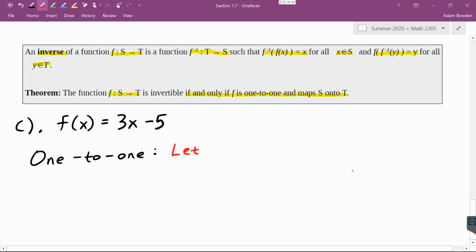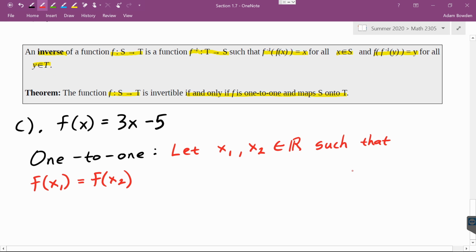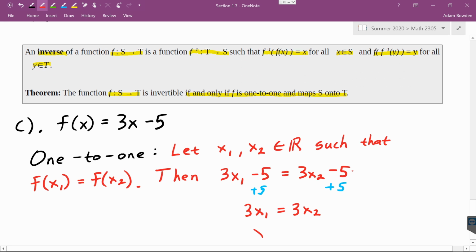So here's how I actually prove that a function is one-to-one by its definition. We start off by saying let x1 and x2 be elements of the domain, in this case the real number set, such that the values f of x1 and f of x2 are equal to each other. Then we take a look at the function, and I'm going to plug in x1 and x2. Then 3x1 minus 5 should be equal to 3x2 minus 5. Now if I solve this, I'm going to add over a 5. We'll have 3x1 equals 3x2. And if you divide out the 3, it'll say that x1 is equal to x2.